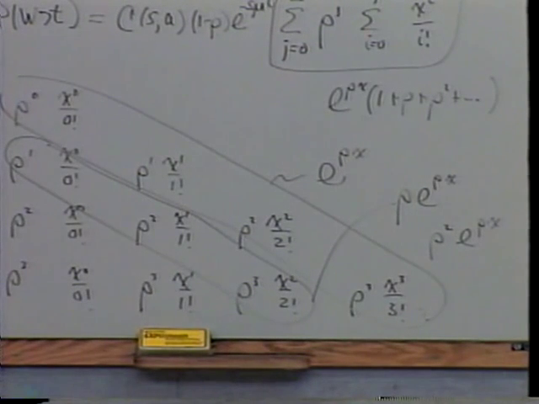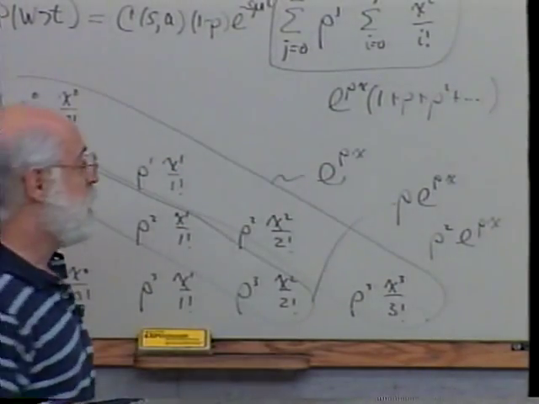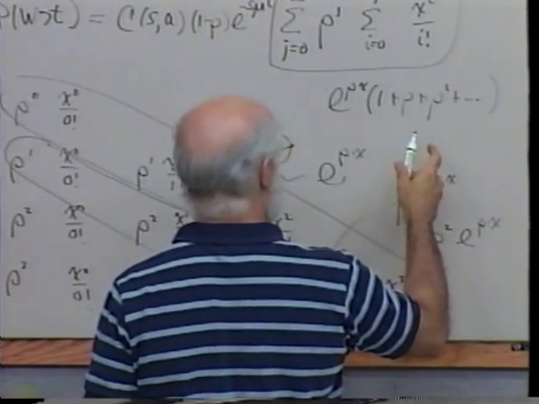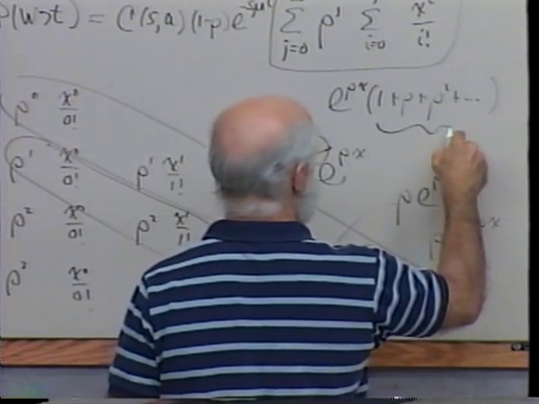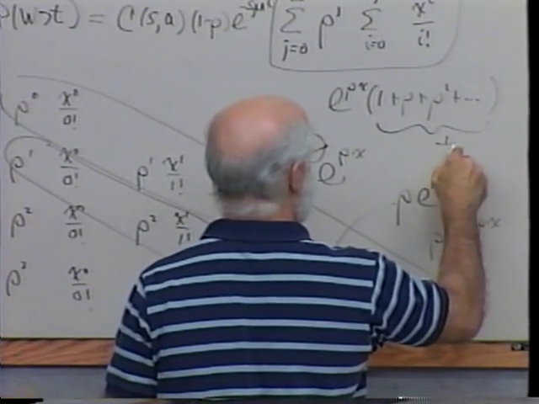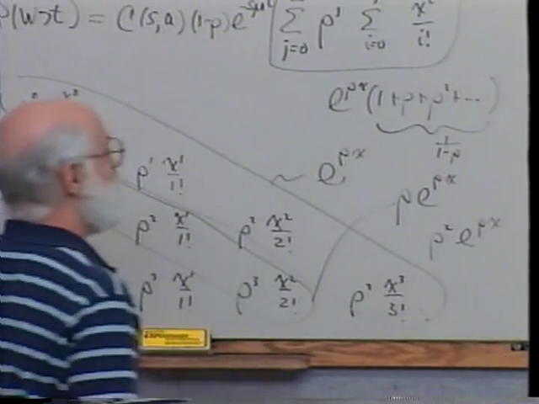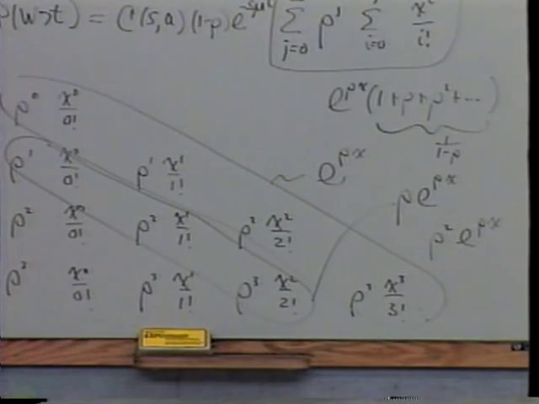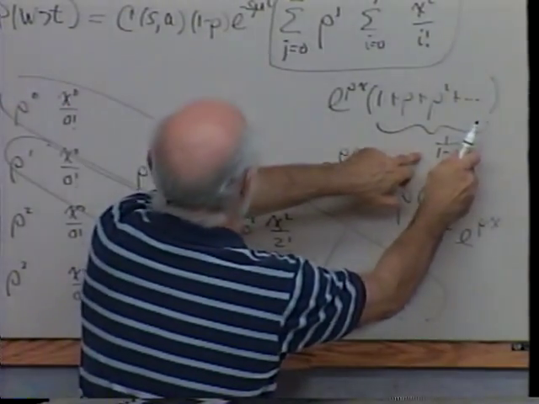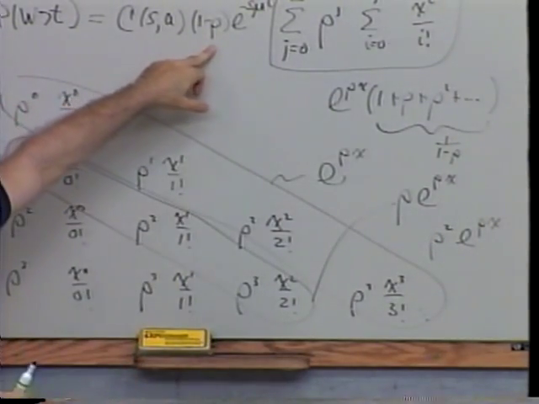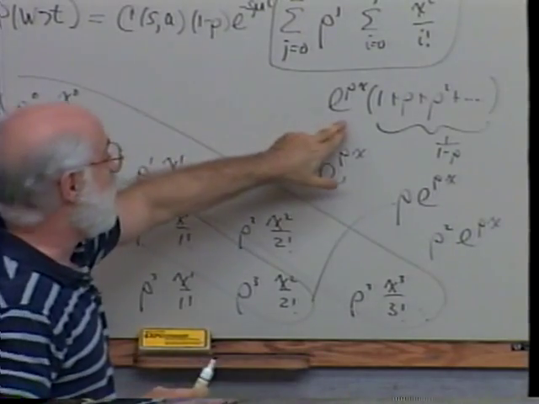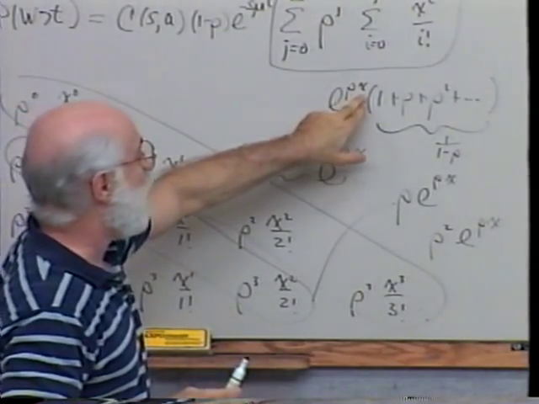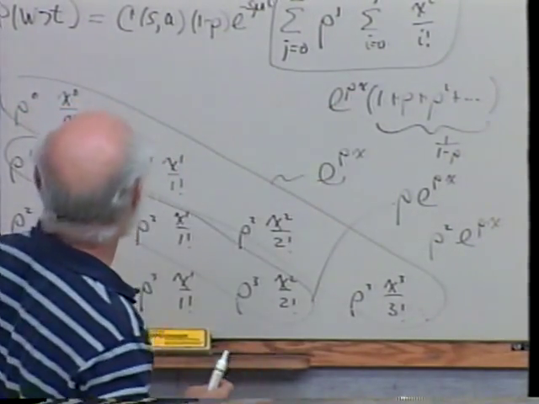But of course, rho is a positive number less than 1. It's the server utilization. So assuming that there is an equilibrium distribution, rho is less than 1, which means that thing sums to 1 over 1 minus rho, geometric series. So this 1 over 1 minus rho cancels with that 1 minus rho. And this e to the rho x is e to the rho s mu t, because that's what x was.